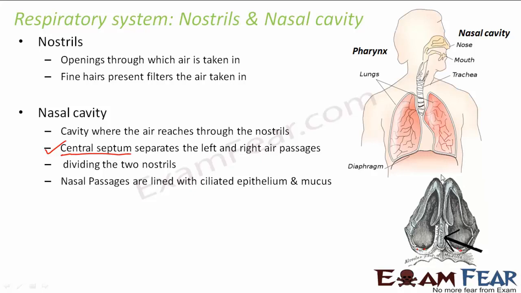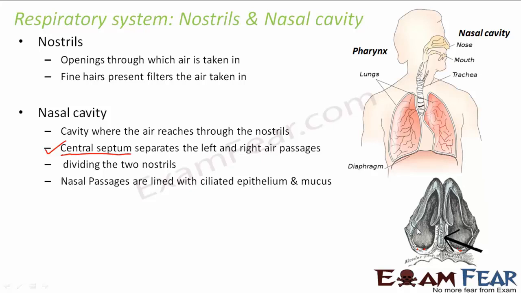If you see your own nose, what divides the two holes? The two parts are divided by a wall-like structure. So this wall is known as the central septum, or sometimes the nasal septum. This septum separates the left and the right air passages, dividing the two nostrils. If this wall is not there, then there will be just one big hole, right? So this nasal septum separates the left and right air passages.